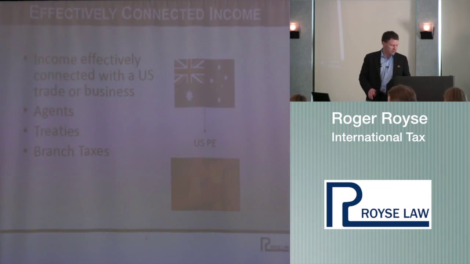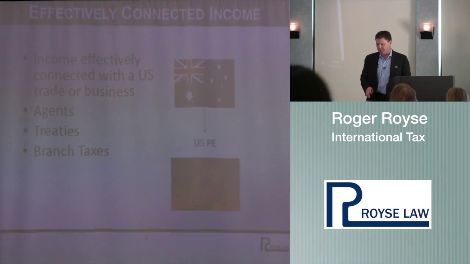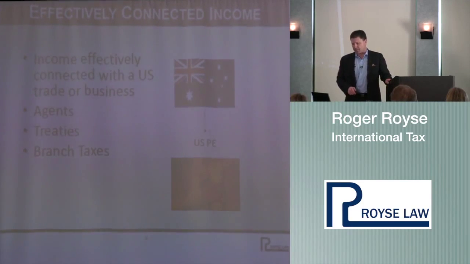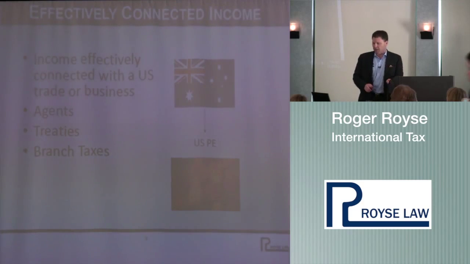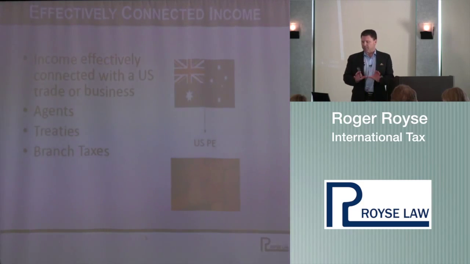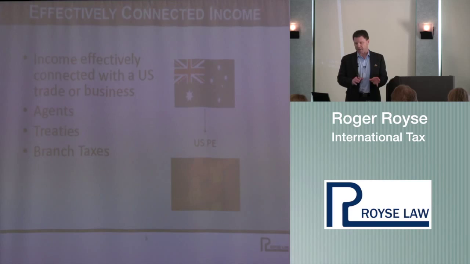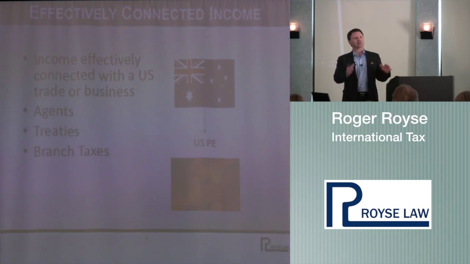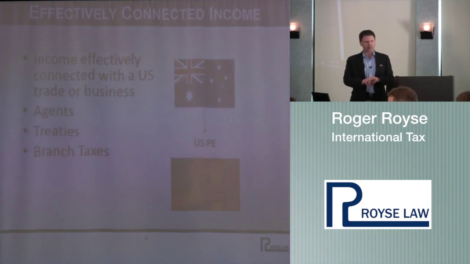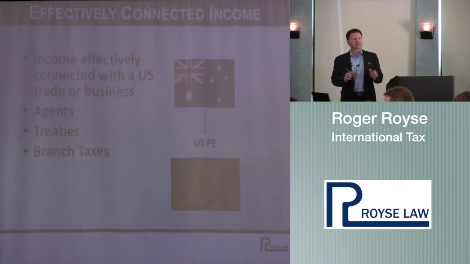In the business world, where I spend most of my time, we're very concerned with this concept of effectively connected income. The idea is that a foreign corporation, remember what I said, is only taxable in the U.S. on its U.S. source income if it's a certain type of income, and it's effectively connected income. So that's income that's effectively connected with the U.S. trade or business. And we have fairly extensive regulations on this, described in the outline.